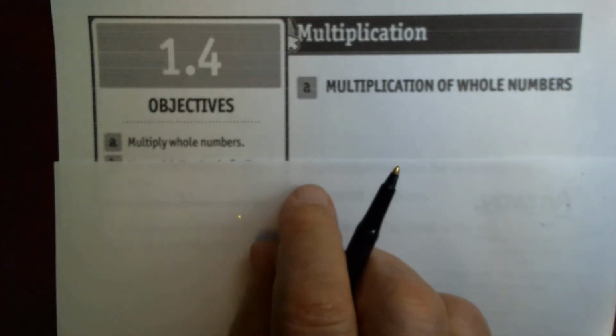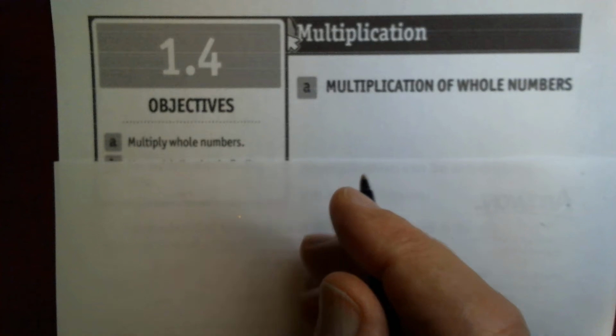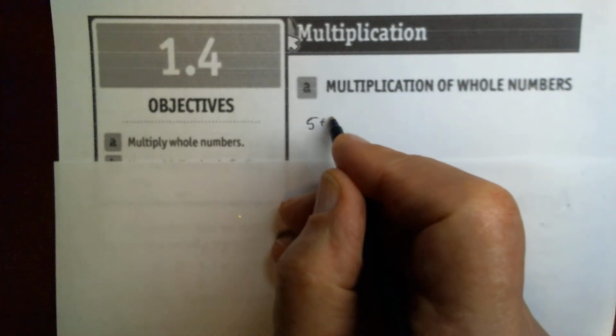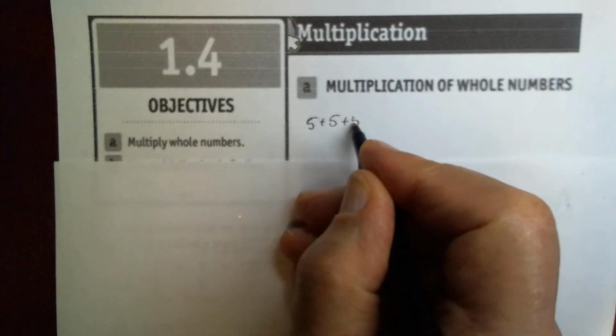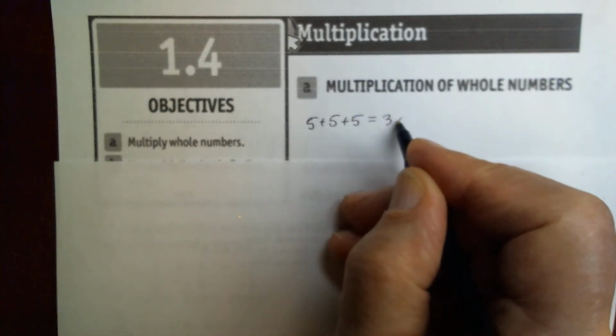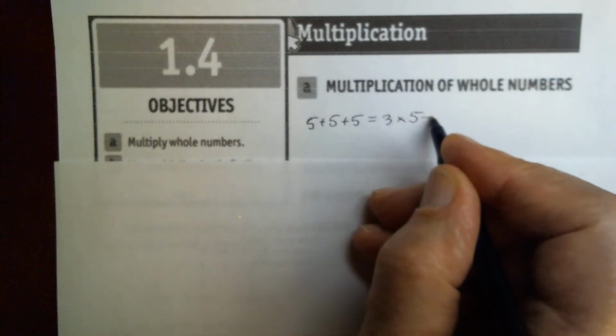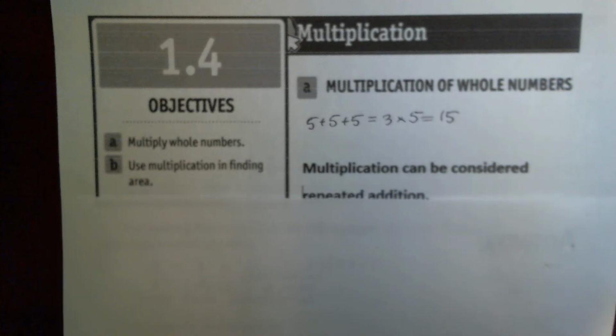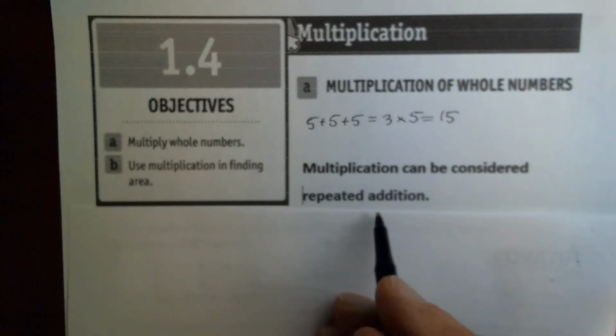Section 1.4 is about multiplication of whole numbers. And so look at this. If we had 5 plus 5 plus 5, we can just say that's 3 times the number 5, and that's equal to 15. In other words, we can think of multiplication as repeated addition.